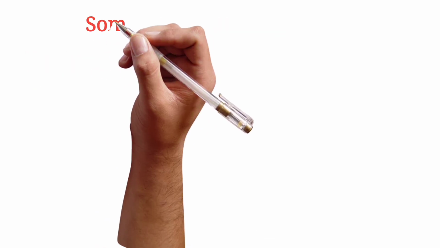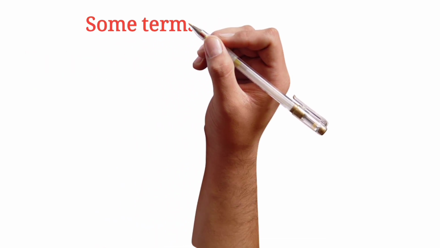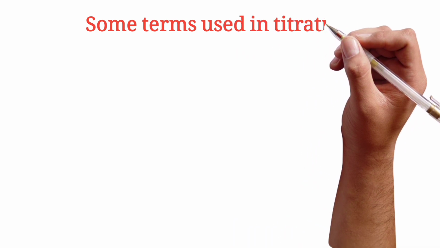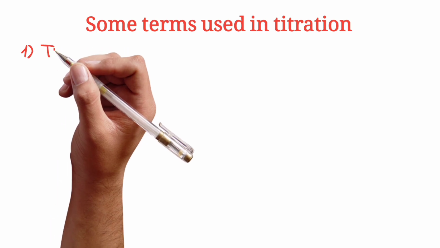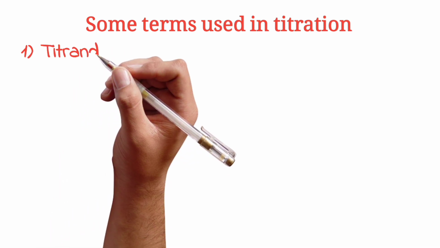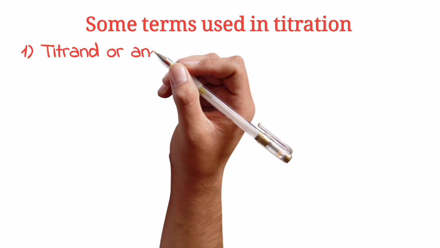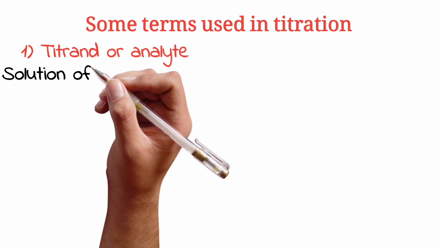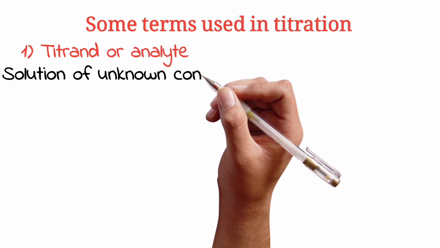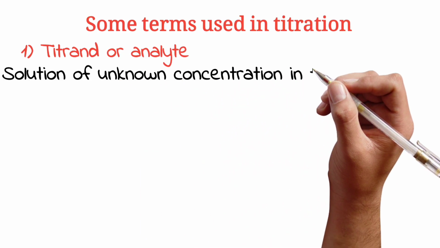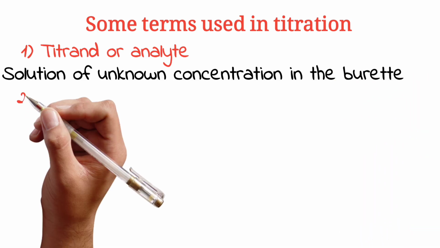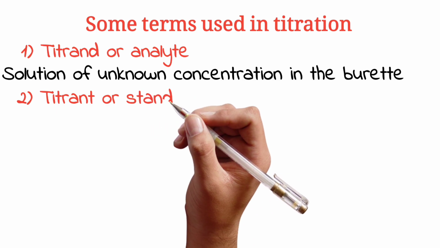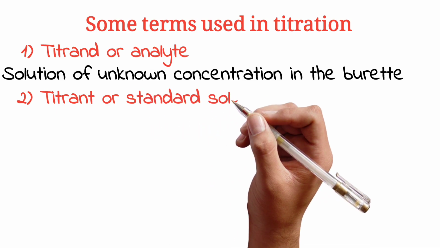Let's take a look at some terms used in titration. To understand titration, we need to know a few important terms as we will be using them along the line as we proceed. So the very first one we'll be looking at is the titrand with D, or the analyte. The titrand or the analyte is the solution of unknown concentration, and during titration it is always found in the burette. The second one is the titrant with T, or the standard solution.